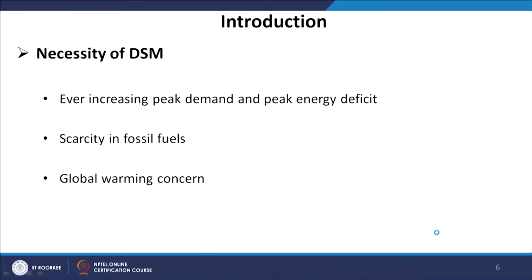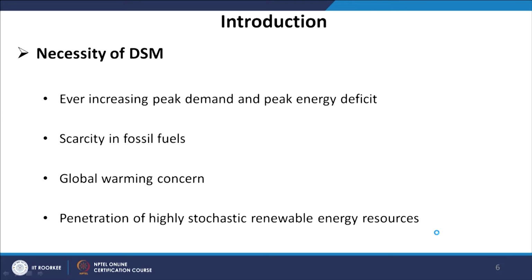Scarcity in fossil fuels. Now, because your demand is more, you have to install new power plants, and if they are fossil fuel based power plants, then the fossil fuel may get over in the next 50 to 100 years. Global warming, a very important concern: even if you have excess thermal capacity available to you, if you generate excess energy, that will lead to global warming because of pollution. And penetration of highly stochastic renewable energy sources becomes an issue.